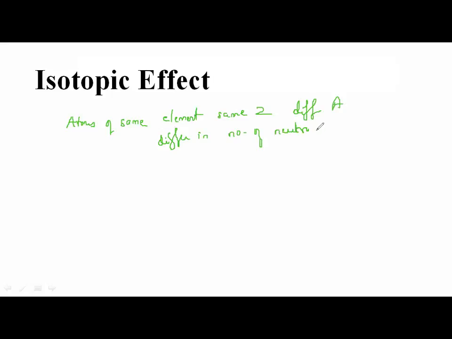Yes. Coming to the next one, that is isotopic effect. We have understood regarding what isotopes are. What are isotopes of hydrogen? Isotopes are atoms of the same element having the same atomic number. So when they are atoms of the same element, they have the same atomic number, but different mass number. Correct. And we also know that these isotopes differ in number of neutrons.